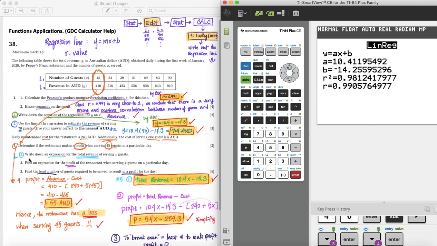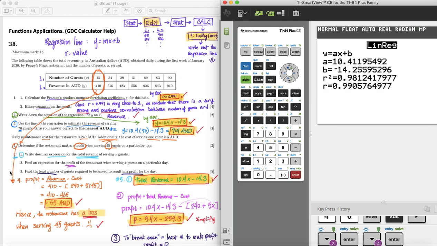Number 5 tells us, write down the expression of the total revenue. Again, the total revenue is modeled by the data, which will be my regression line. So this is my total revenue. Good? All right. Find the expression for the profit of the restaurant serving X guests on a particular day. Now you can see the profit by definition is the total revenue minus the cost. So we have the equation for the revenue minus the cost. Yes, housekeeping, simplify. You get this perfect answer.